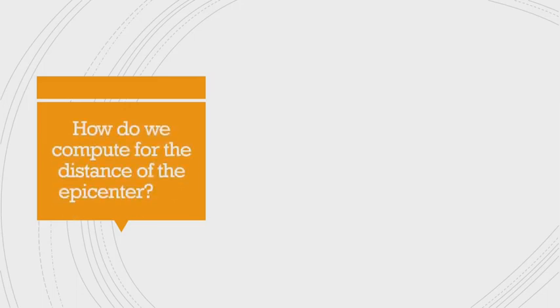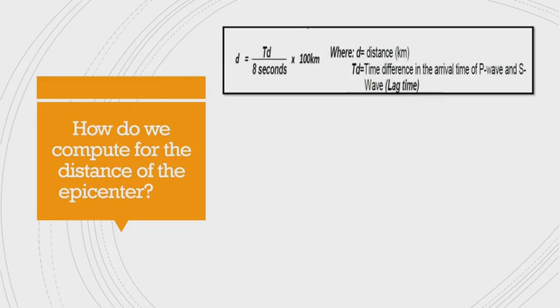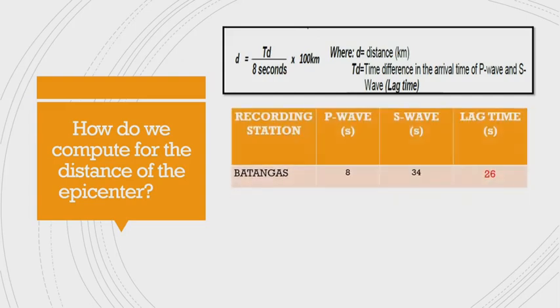How do we compute for the distance of the epicenter? The formula is D = TD / 8 seconds × 100 km, where D is the distance, TD is the time difference between P and S wave or the lag time. This formula is suitable because the interval between P and S wave is 8 seconds per 100 km.